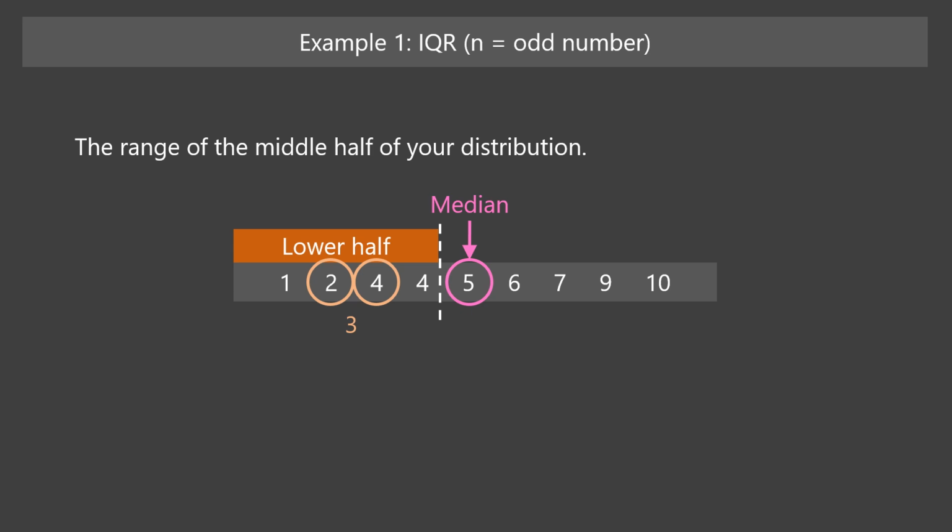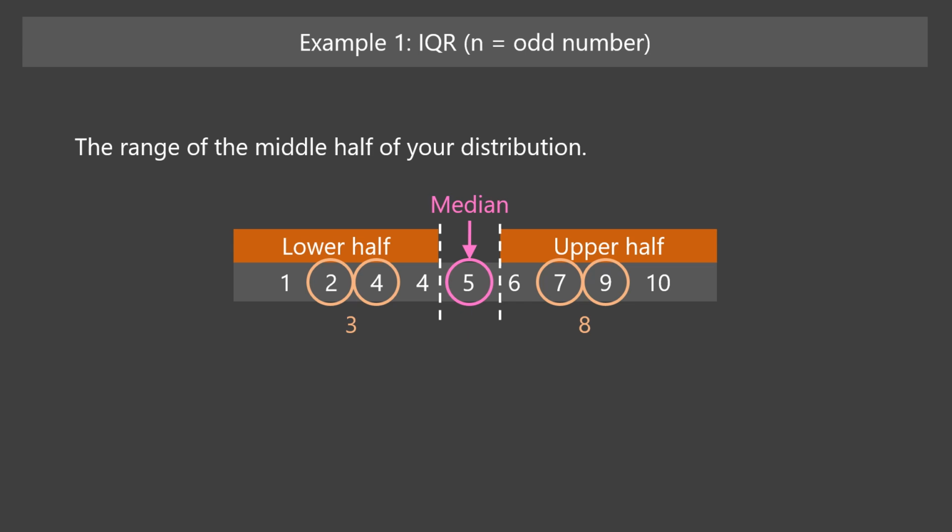The first quartile is the median of the lower half. The number of observations is 4, an even number. So, there is no exact center. So, the median is the average of the middle two values. It is 2 plus 4 divided by 2. So, it is 3. So, the first quartile is 3.